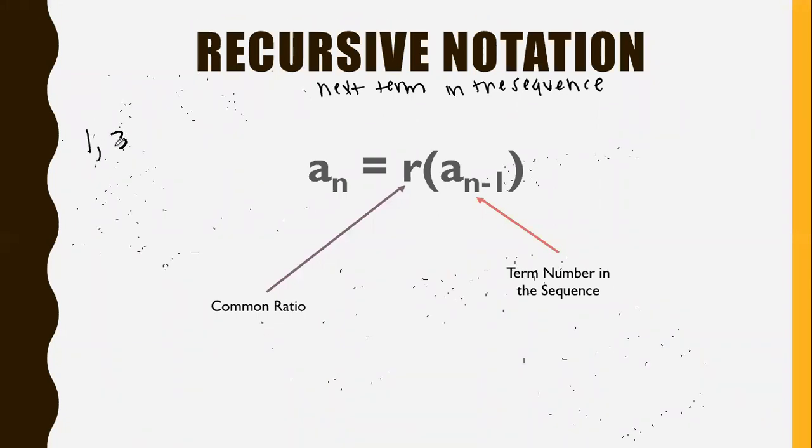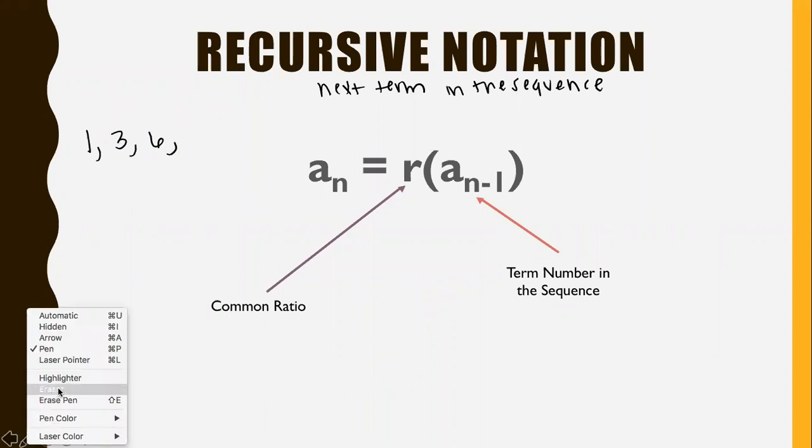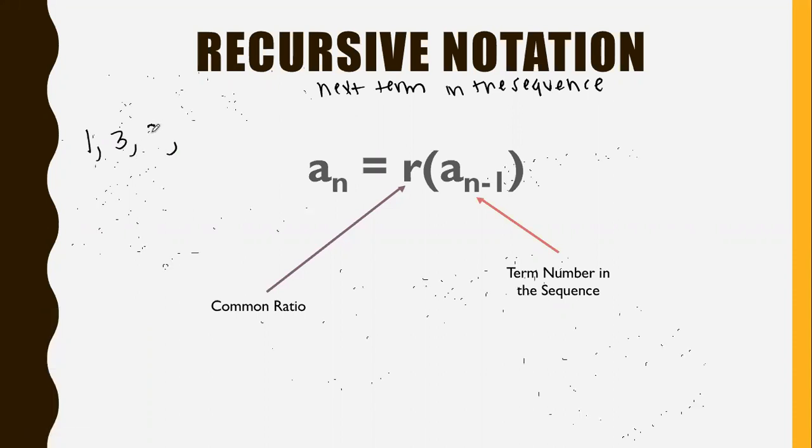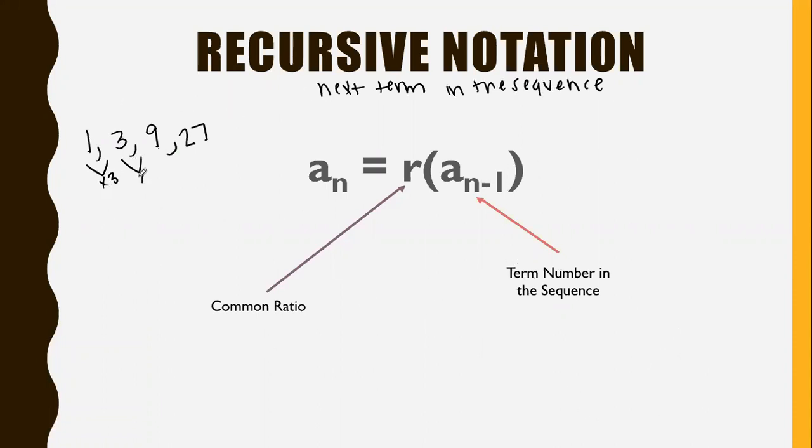So let's say I had this sequence right here. What's the common ratio? 3. I'm multiplying by 3 every time. So let's say I want to find the 5th term in my sequence. If I want to find 27 times 3.